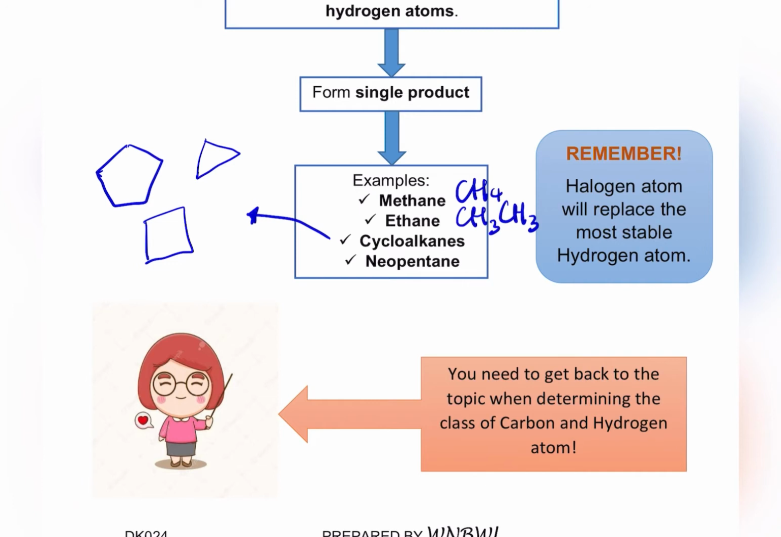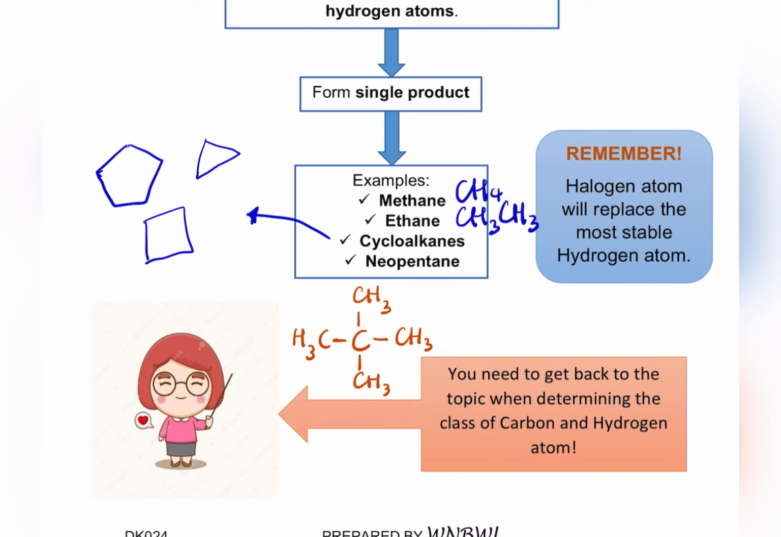And the last one is neopentane. So this is how neopentane looks like. You have one carbon in the middle bonded with 4 methyl groups around it. So this is 2,2-dimethylpropane, the IUPAC name for this structure. But another common name that we can use is neopentane.